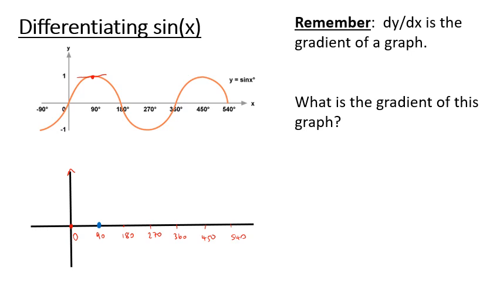Now the next point that I'm going to plot is 270, because that's another point where if I drew on the tangent, it's flat. So at 270, the gradient is 0. And then the other obvious one on this picture is 450. Again, the tangent there becomes flat, so the gradient at 450 is 0.